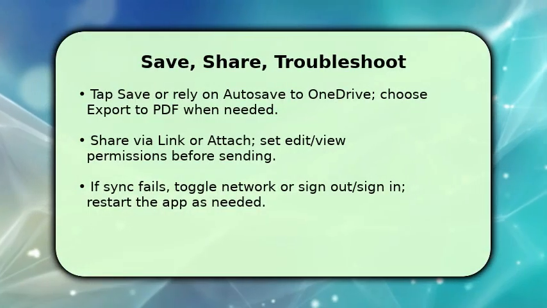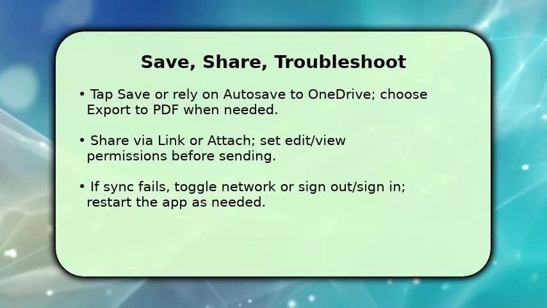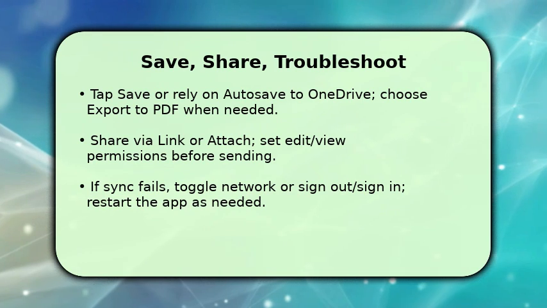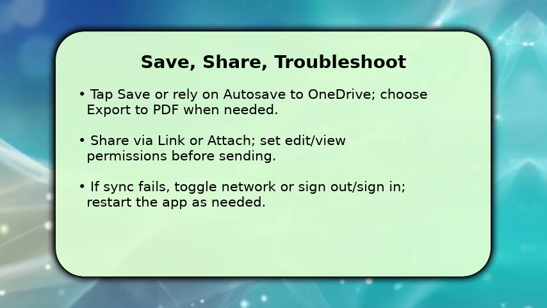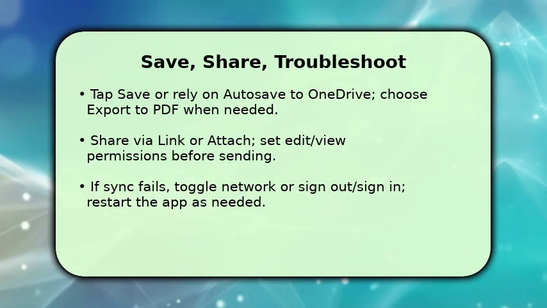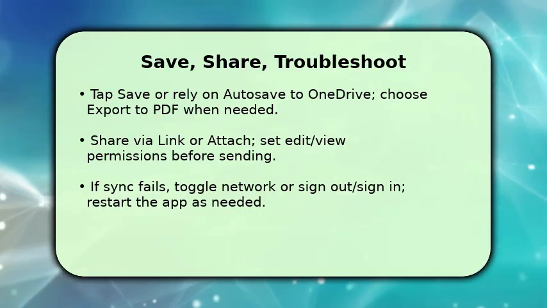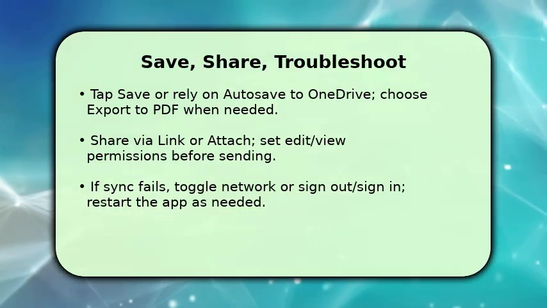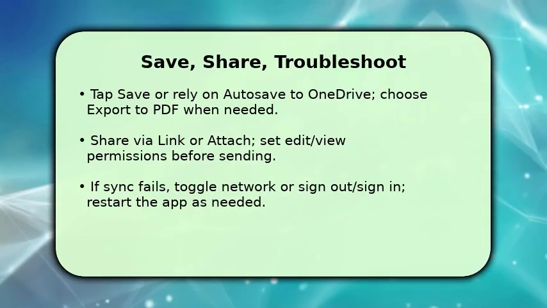Finish by saving and sharing. Tap Save or trust autosave to OneDrive. Use Export to create a PDF. When sending, choose Share Link for collaborative editing or attach copy for a fixed file, and make sure to set View versus Edit permissions so recipients have the right access.